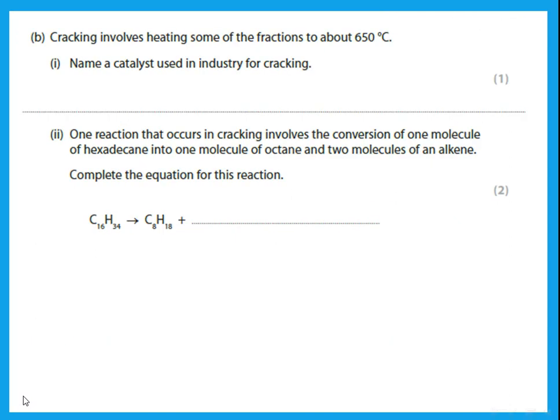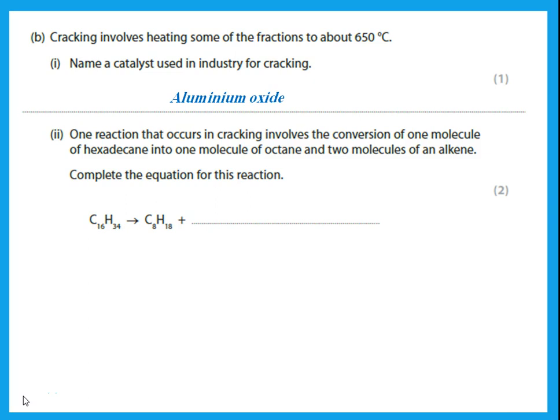Cracking involves heating some of the fractions to about 650 degrees centigrade. Name a catalyst for cracking. What was the catalyst for cracking? Aluminium oxide. One reaction that occurs in cracking involves the conversion of one molecule of this into one molecule of octane and so on. Complete the equation.